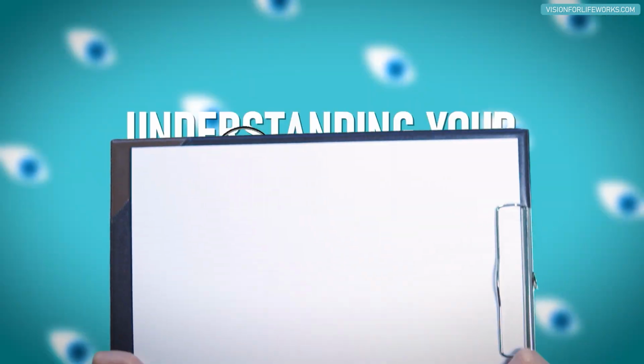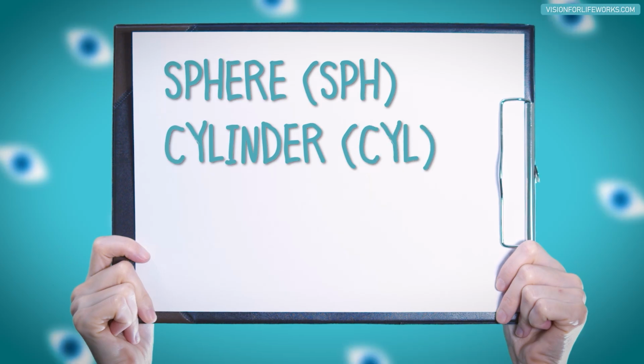Hi, in this video today we're going to be talking about what sphere, cylinder, and axis mean in your lens prescription.